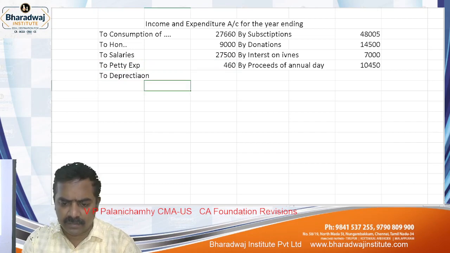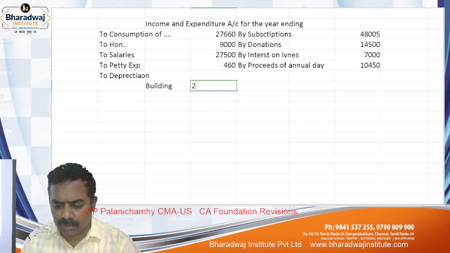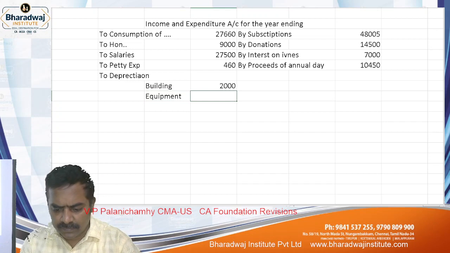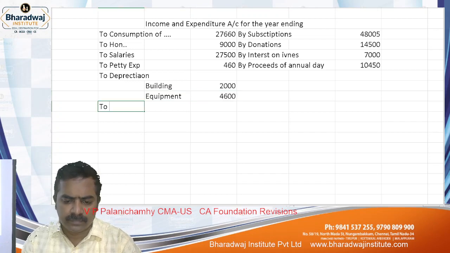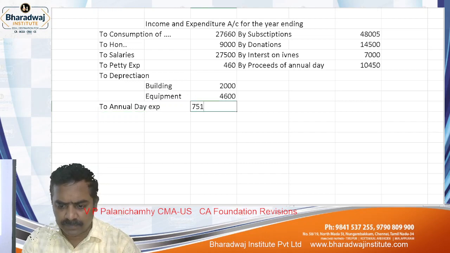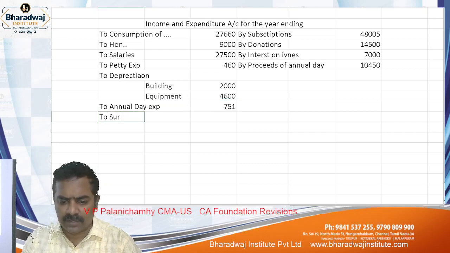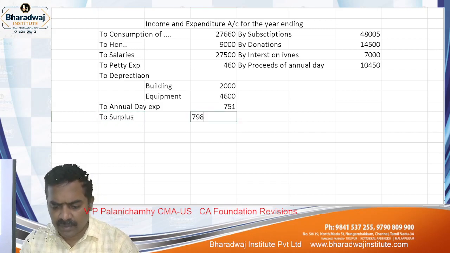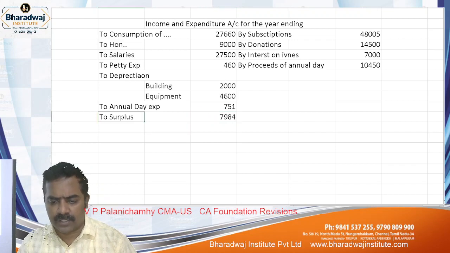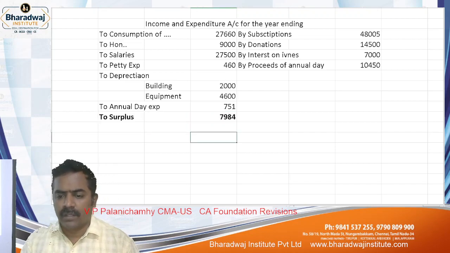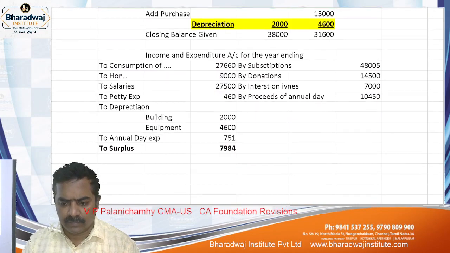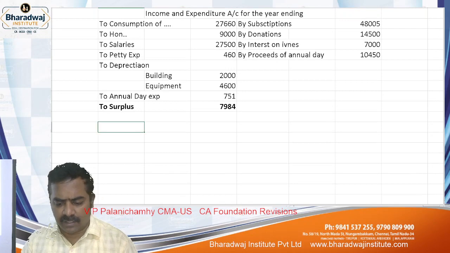Then depreciation on building, how much? 2,000. Equipment, how much? 4,600. Then annual day expenses 751. That's it. To surplus, how much? 7,984 surplus. Then prepare the balance sheet at the end of the year.